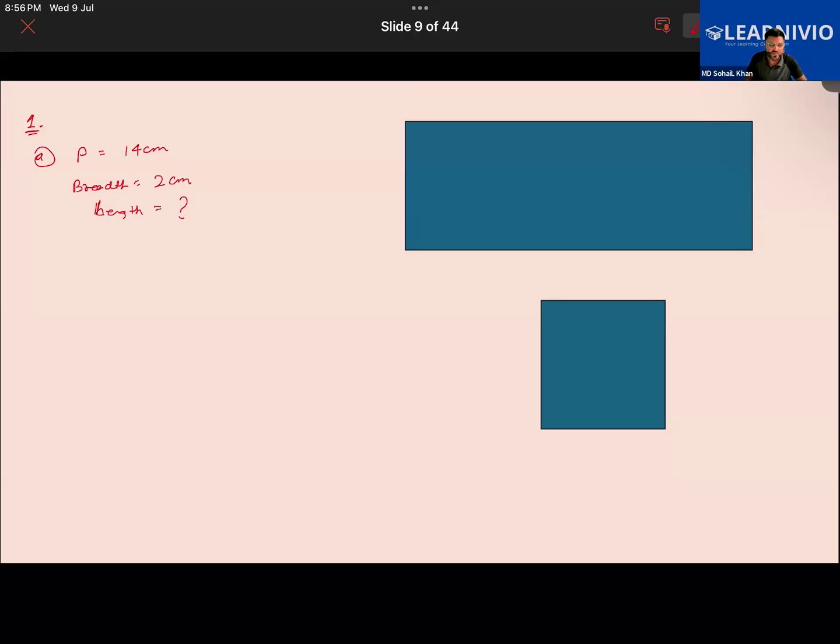How can you get perimeter? How can you get the length as 56 centimeter while the perimeter is 14 centimeter? See, this is the perimeter over here. Perimeter in the question is given as 14 centimeter. You have to find the length. Look, how are you going to do the questions? Can you share the exercise questions with me?